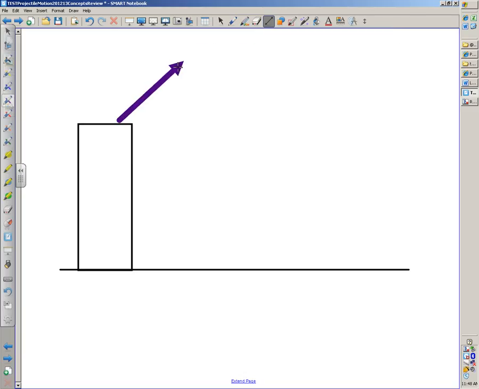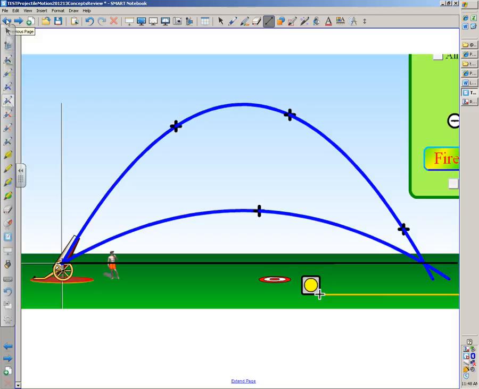Go ahead. I actually do have a question. So if they don't add up to 90, they're going to have different? They will have different horizontal displacements then. Okay.